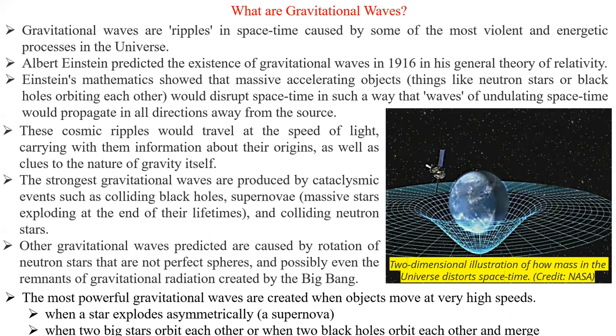These cosmic ripples travel at the speed of light, 3 times 10 to the power of 8 meters per second, carrying with them information about their origin. For example, if you smell a sweet, a food, a fruit, a vegetable or the fragrance of a flower, you can tell where the source is by virtue of the smell. The nose becomes the detector for that.